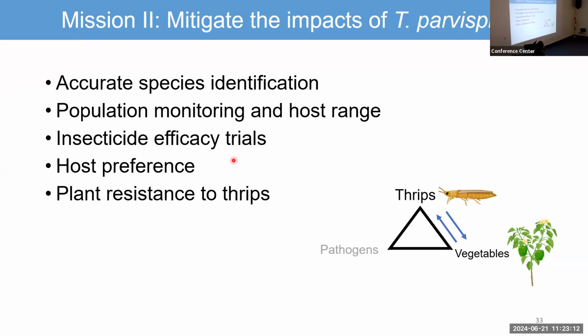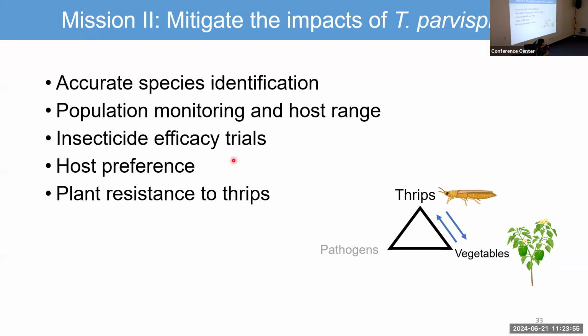So what we are doing now is trying to develop a method to mitigate the impacts of Thrips parvispinus. Our mission here is firstly accurate species identification, because thrips are very small. So we bring the samples into the lab and identify them under the microscope. We also collaborate with FDACS in Gainesville, so they help us ID them accurately. And we are monitoring the thrips population in the field, so the growers can make better informed management decisions. And we also try to see what their host range is, because these are polyphagous insects.